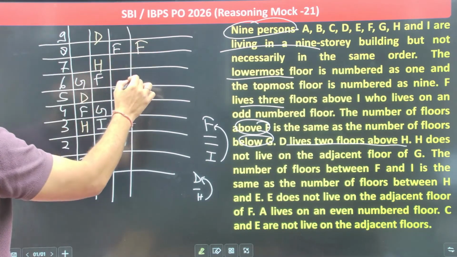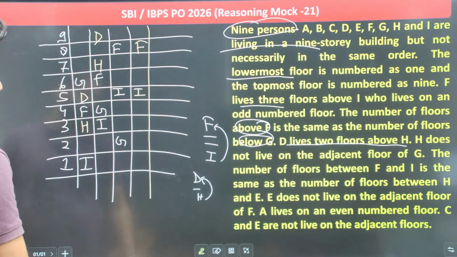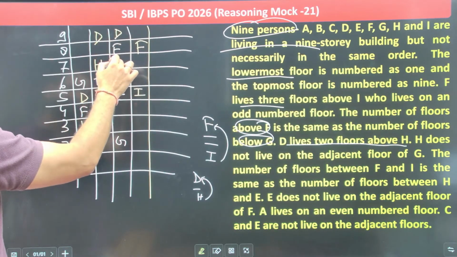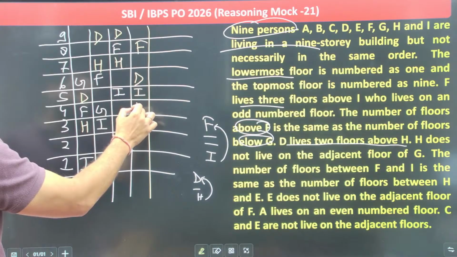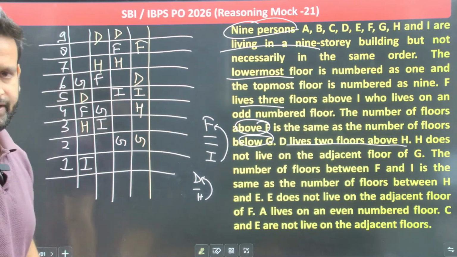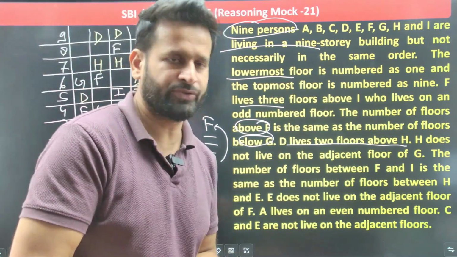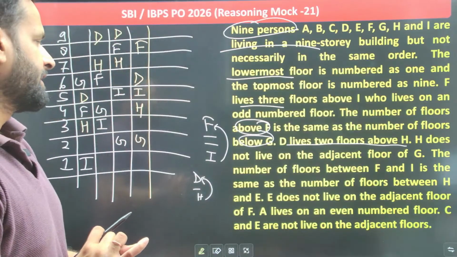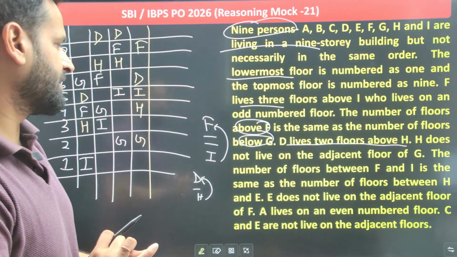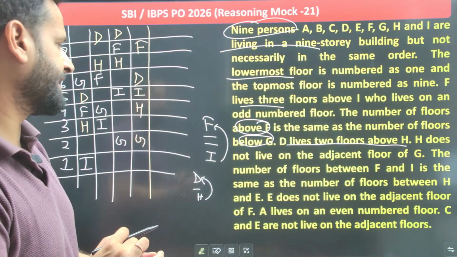Let's see. This is F and this is I. This can be D leaving one, H. Not neighbor of G. So we have one more case. New case. No problem.